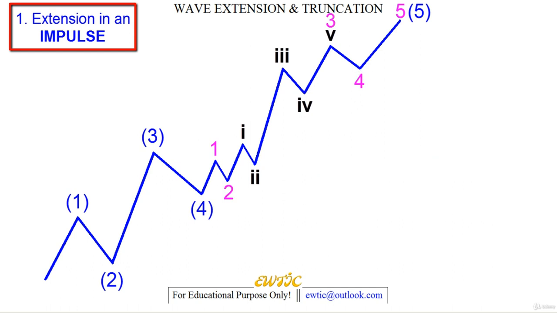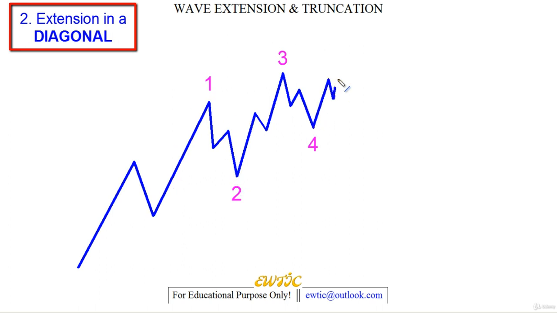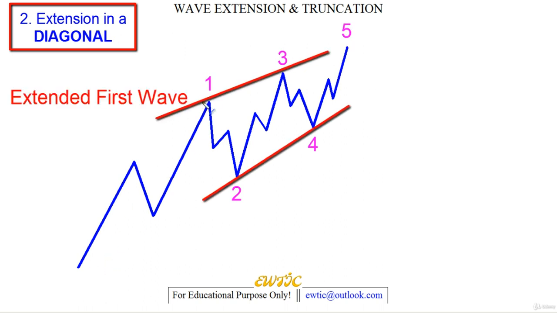Now let's talk about the diagonal waves. In a diagonal, one wave may extend. In a contracting diagonal, it's usually wave 1 that extends. For example, this is a contracting diagonal, wave 1, then you will see wave 2, then wave 3, then wave 4 that ends in the price territory of wave 1. And then you will see the final wave 5 of the diagonal. Here wave 1 has clearly extended. If you compare it with the size of wave 3 and wave 5, it's much bigger.